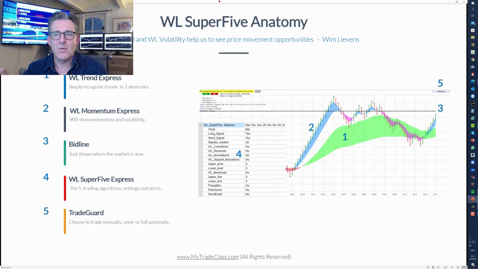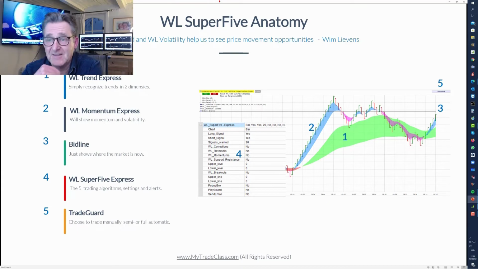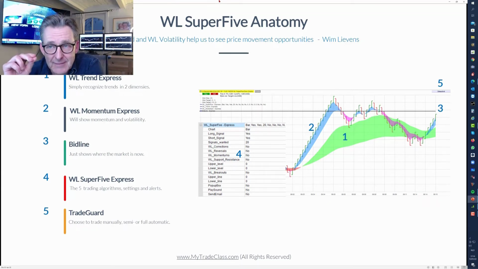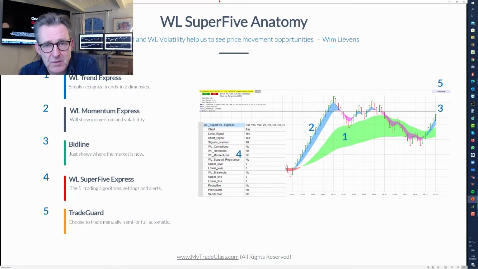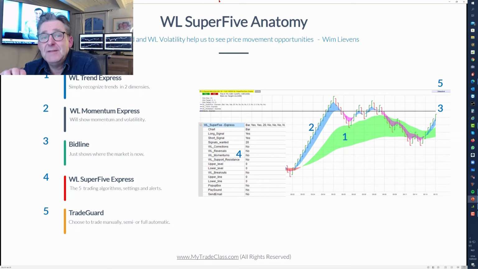Now, what is even more important, and it's not shown on this screen, is that the combination of these 2 will show us when not to trade. What is even more important?